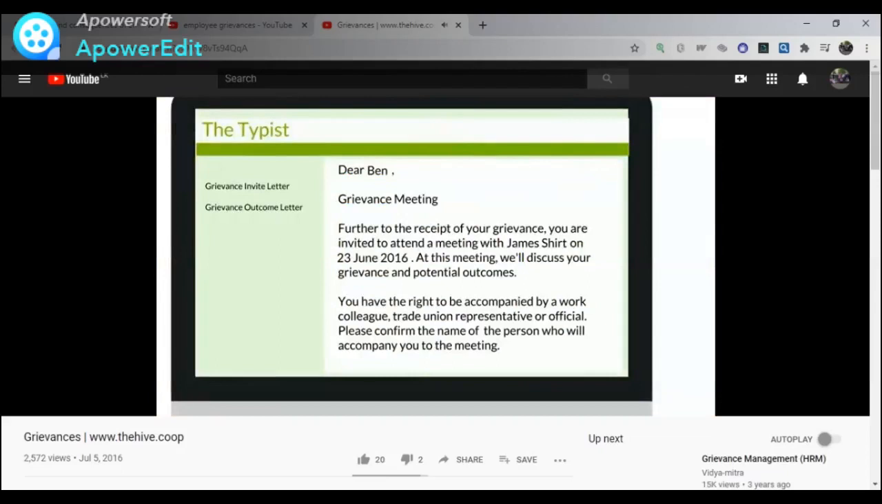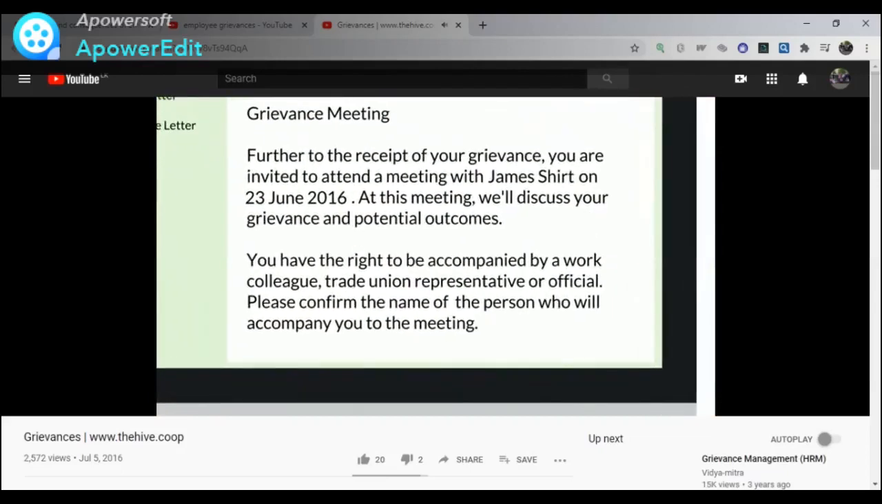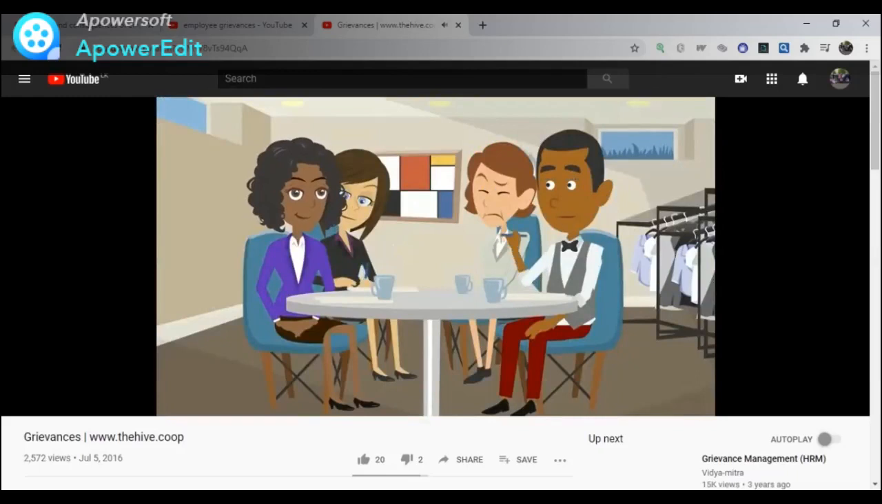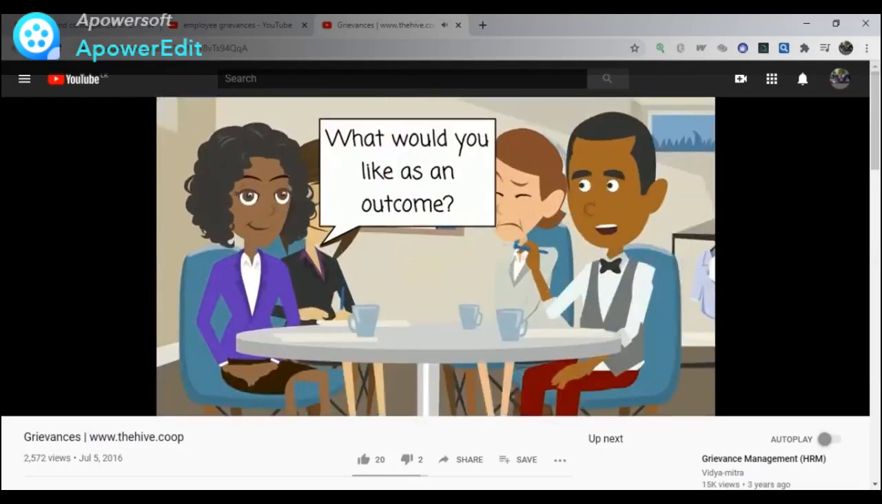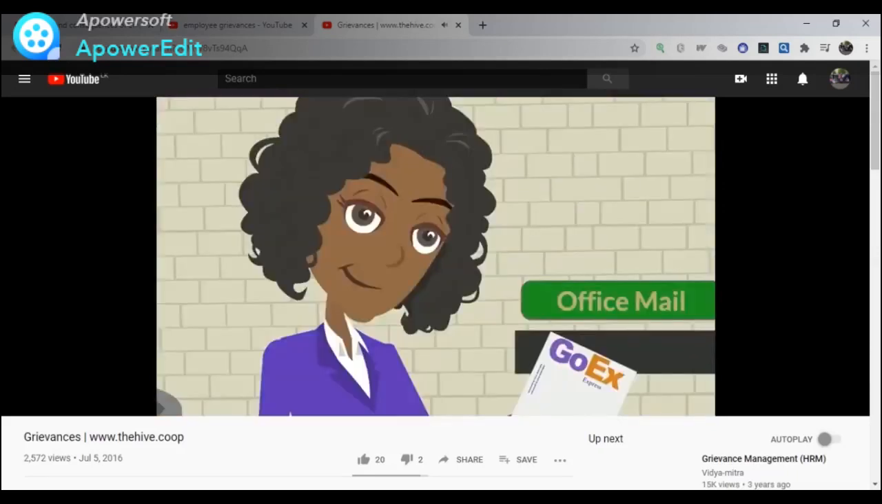Ben has a legal right to bring along a work colleague, trade union representative, or official to the meeting. During the meeting, you will want to get further details about the issues Ben is raising and what he would like as an outcome. Take notes of what is said in the meeting. Afterwards, you should send Ben a copy of the notes for his records.